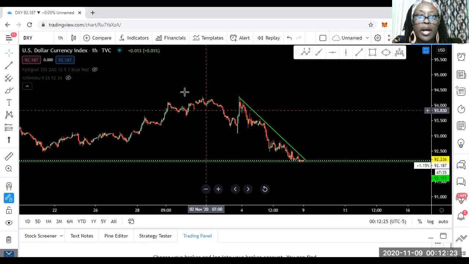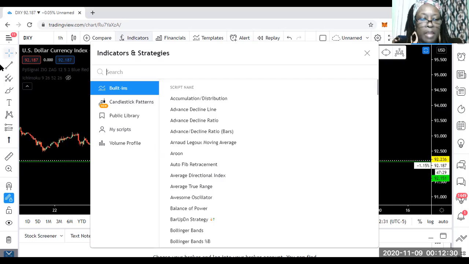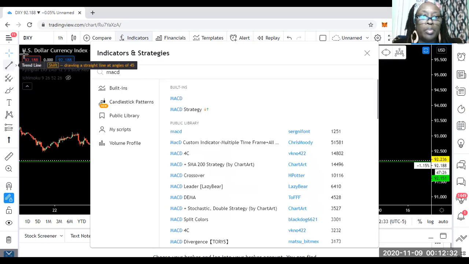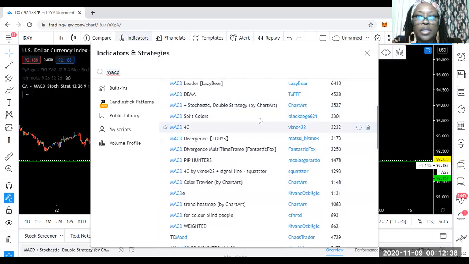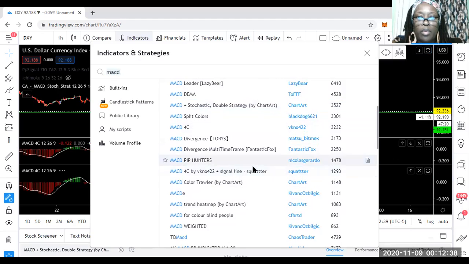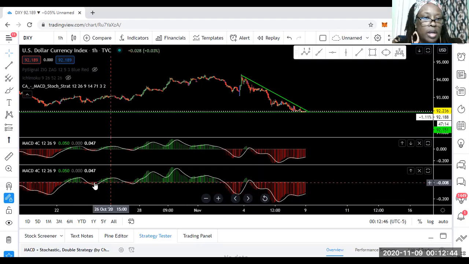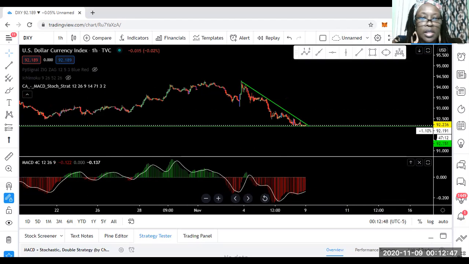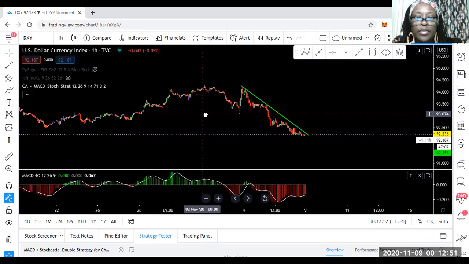Okay. All right. So this is what I'm going to do as well: I am going to put my MACD on here, because that's what I use. Oops, I don't want that one. I want that one. That's what I use. So I don't need both of these. Let's take that off. Okay. So now as far as the MACD, this is what I'm looking at.